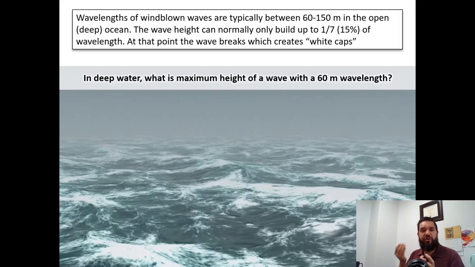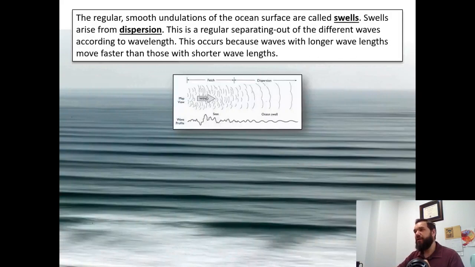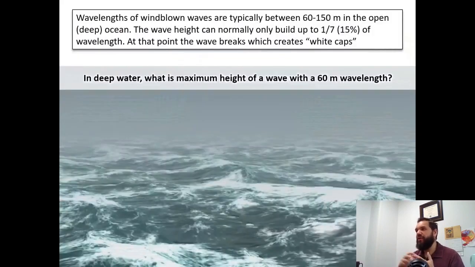Because once they start to white cap, it means that they have exceeded the 1/7 ratio, and that's as big as they can get. They can't get any bigger. Okay, so we call that, by the way, when they start to get to white cap, we call that a disturbed sea.